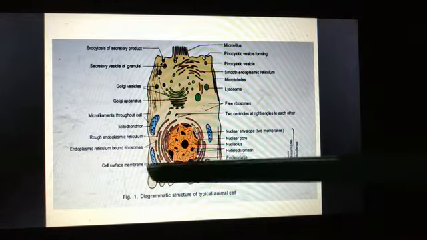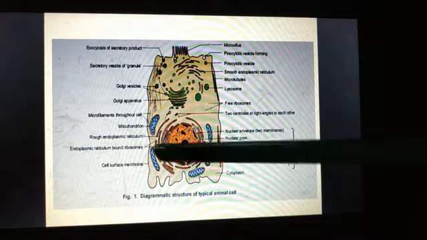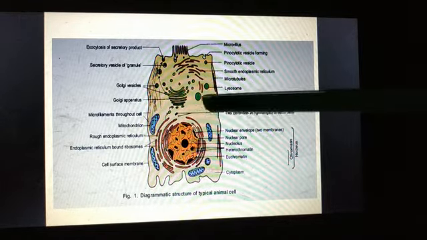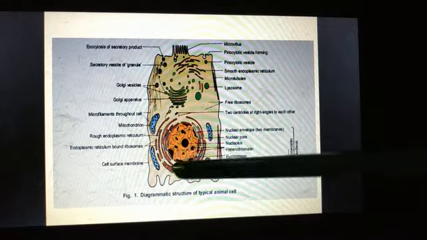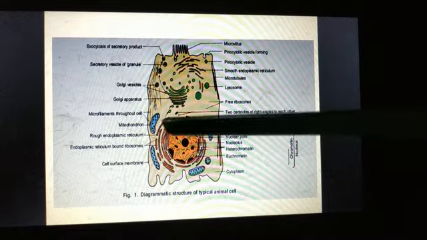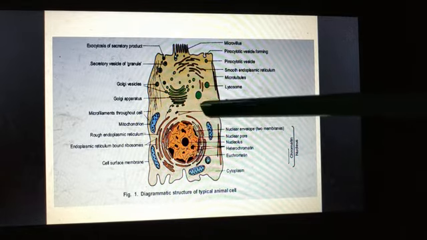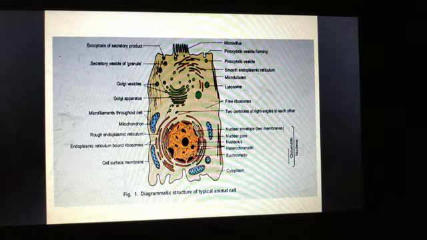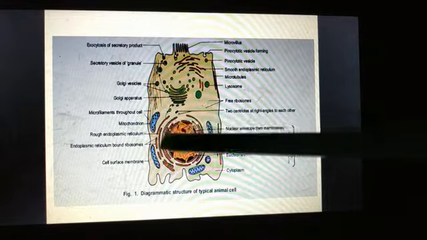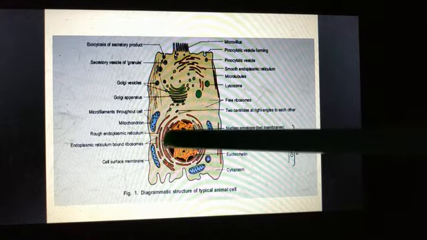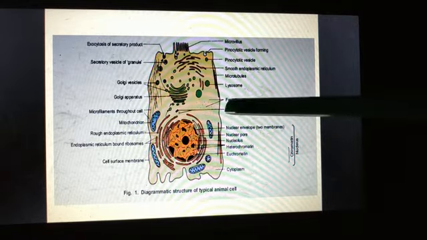Students, some ribosomes are attached on the surface of endoplasmic reticulum, but some ribosomes are free in the cytoplasm. Some were attached to the endoplasmic reticulum and some are free. We call them free ribosomes. And those which are attached to the endoplasmic reticulum we call bound ribosomes, and these are free ribosomes.